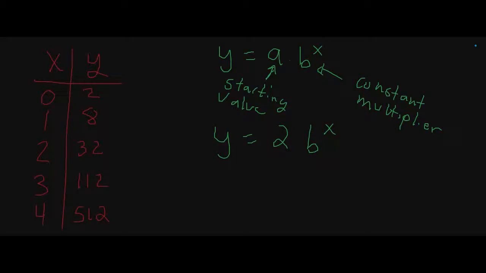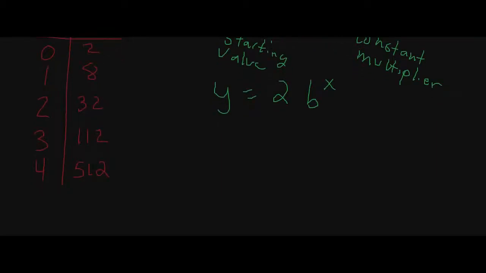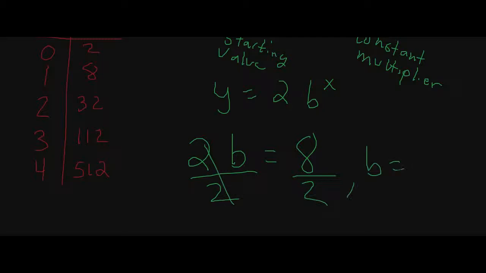Alright, well, one of the things that we need to do now is we just need to find our b value, our constant multiplier. Well, I need to find out 2 times what is going to give me 8. So I'll just write that here. 2 times the constant multiplier, 2 times whatever that b value is, should give me 8. Well, if I solve that, I'm just going to divide by 2. And we're going to get b is equal to 4.